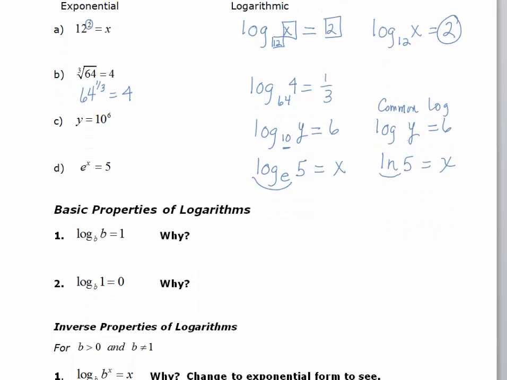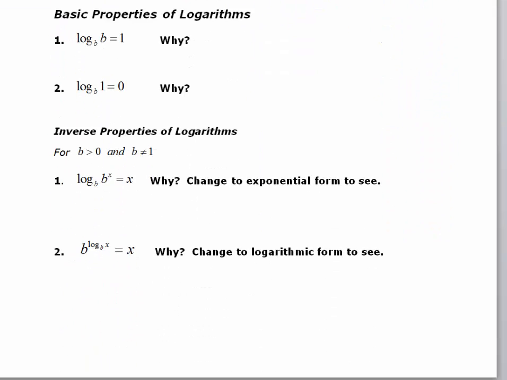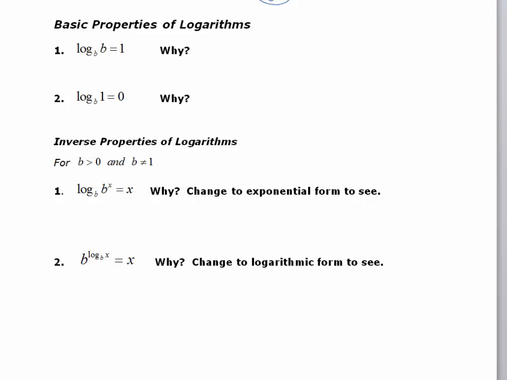So let's use our knowledge of converting back and forth from log form to exponential form to look at a few basic properties. So the first property says if you have the log of b, base b, it's equal to 1. And so what they're really asking you here is what this expression log of b base b means. What exponent do I put on b to give me b? And the answer would be 1.